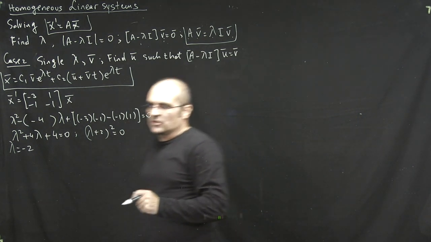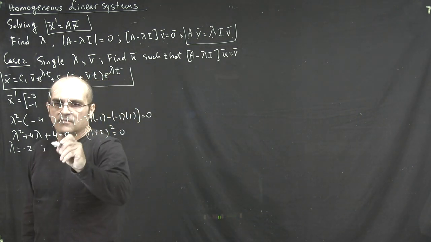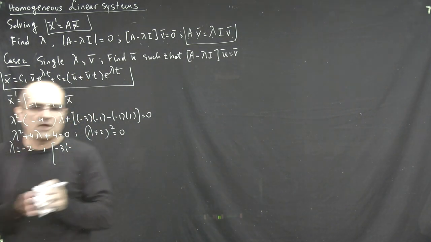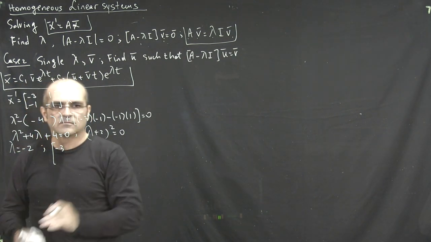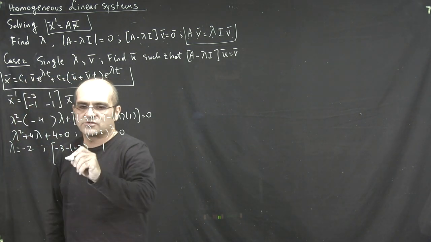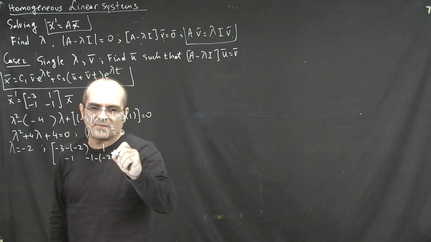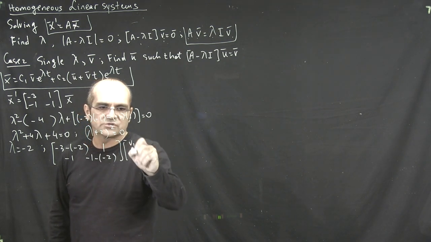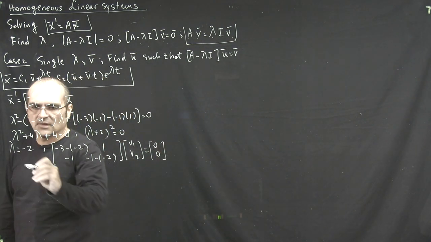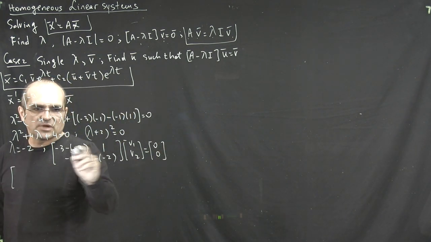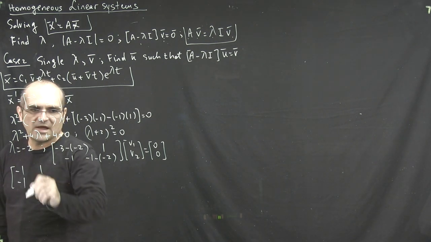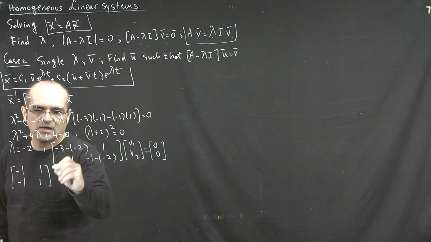And the eigenvector, subtract minus 2 from the main diagonal, and then minus 1, minus negative 2. So we're solving for V bar now, for the eigenvector. And we get minus 3 plus 2, that's minus 1 and 1. Minus 1 plus 3 is 1.